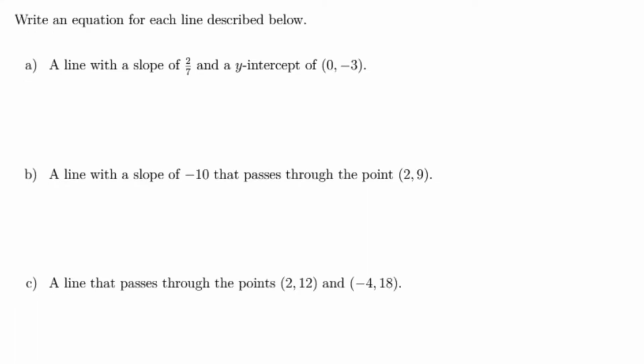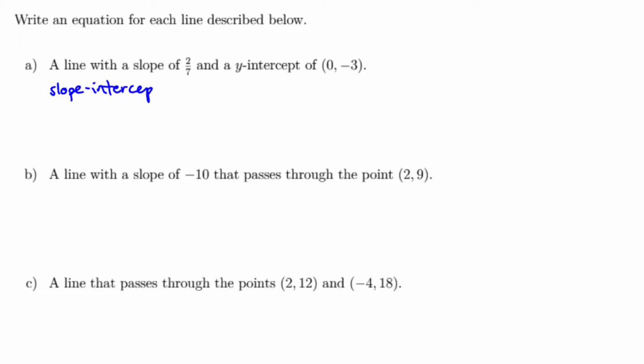Alright, so let's get started with this first one. We're asked to write an equation for each line described, and this first one, part A, says a line with a slope of 2/7 and a y-intercept of the point (0, -3). So we are given the slope, we're given the y-intercept. We want to use then the slope-intercept form to write this equation.